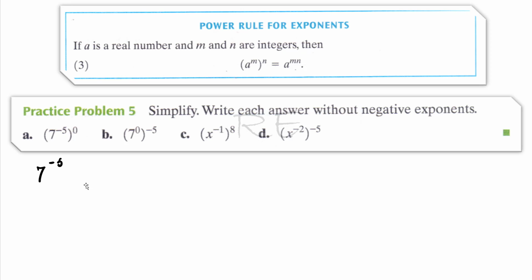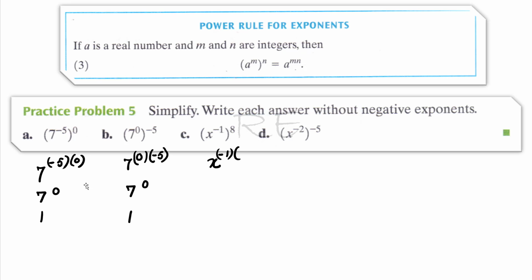7 to the negative 5 to the 0. 7 to the negative 5 times 0. 7 to the 0. 1. 7 to the 0 to the negative 5. 7 to the 0 times negative 5. 7 to the 0. The answer is 1.